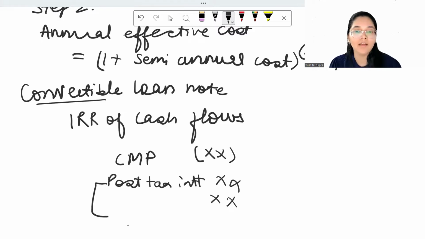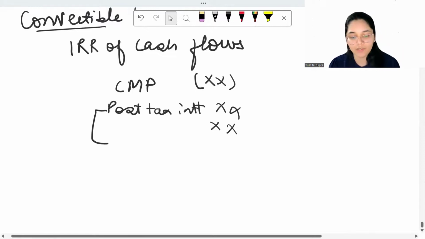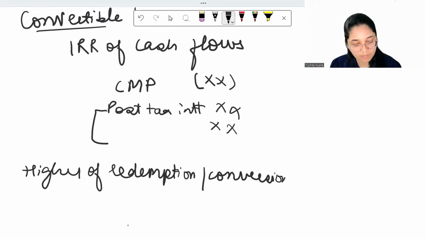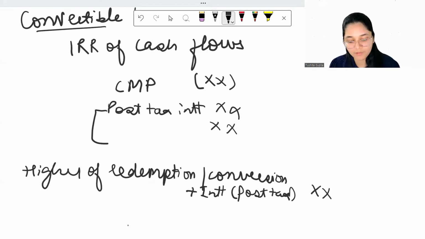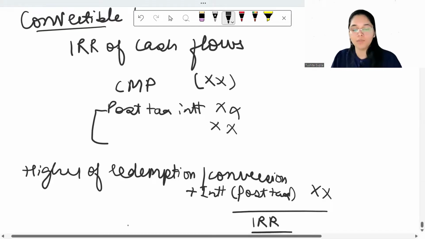Once you have done that, then for the end year where the redemption is going to happen, either redemption or conversion, basically you're going to take the higher of redemption or the conversion value plus the interest, the post-tax interest, whatever that is, and then you calculate the IRR. So this is how you will be able to find out the cost of a convertible loan note.